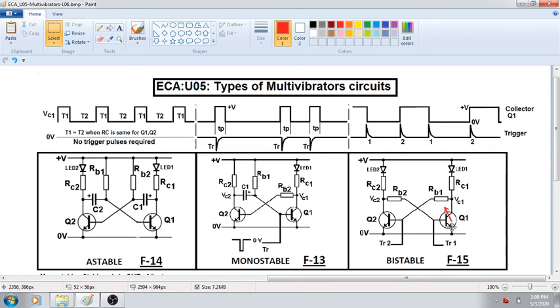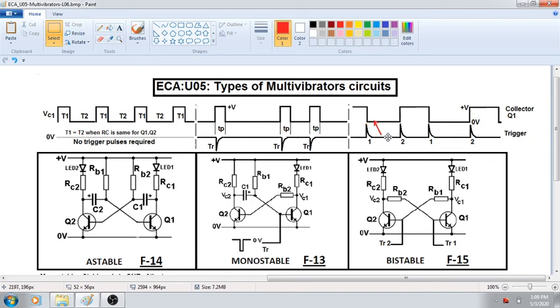So what will happen in this situation? Supposing I give trigger pulse 1, then what will happen? This trigger 1 is positive going. Where am I giving it? I am giving it here. So when this goes positive, Q1 will become saturated. You can see here the Q1 output is going from high state to low state. The collector has become 0.